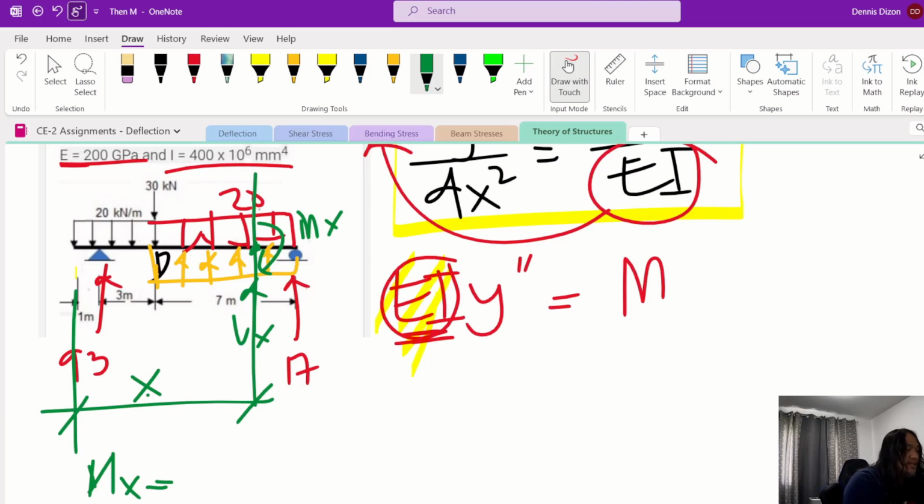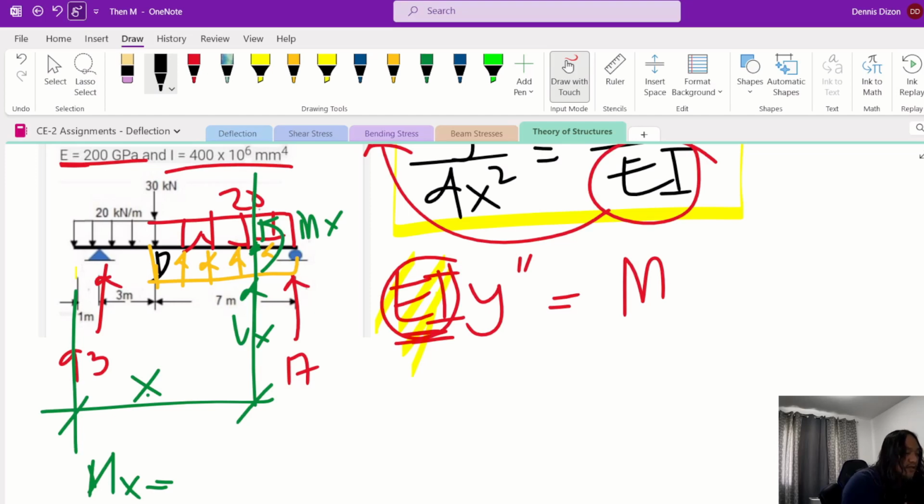We will just most likely assume that our moment at X is counterclockwise. There's a bigger chance, considering the diagram, the load diagram, so moment at X, that is clockwise.